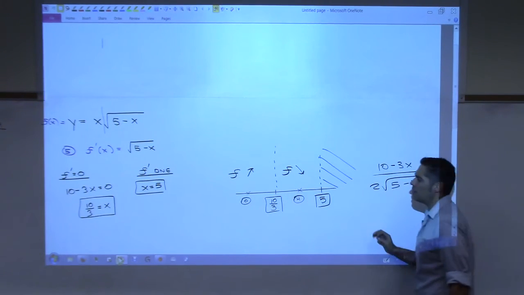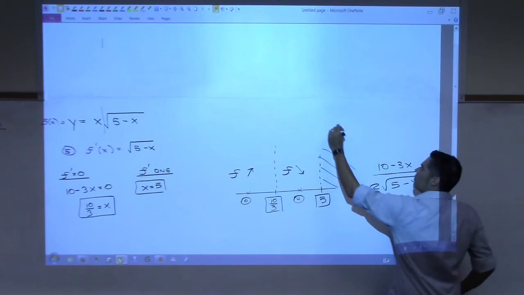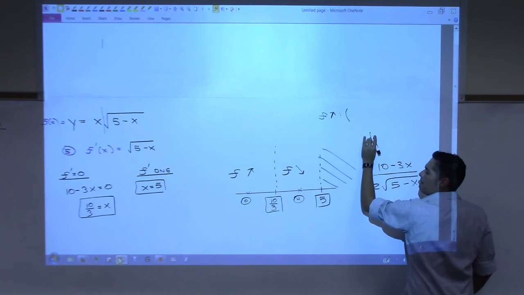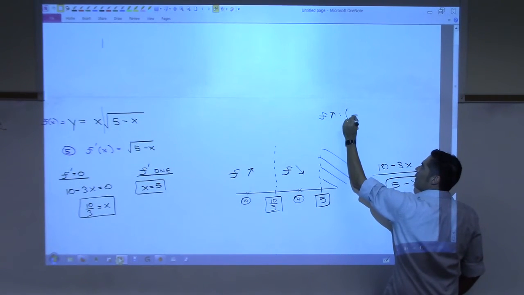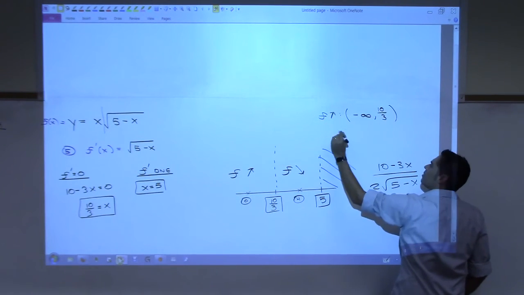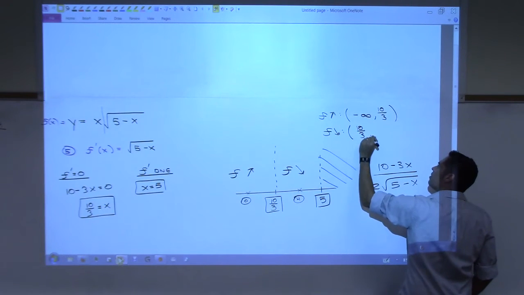Do I have a local max or a min? Yes, local max only, right? So then we need to plug it into the next. Yep. Where is this function increasing? Negative infinity to 10/3. Where is the function decreasing? 10/3 to 5.